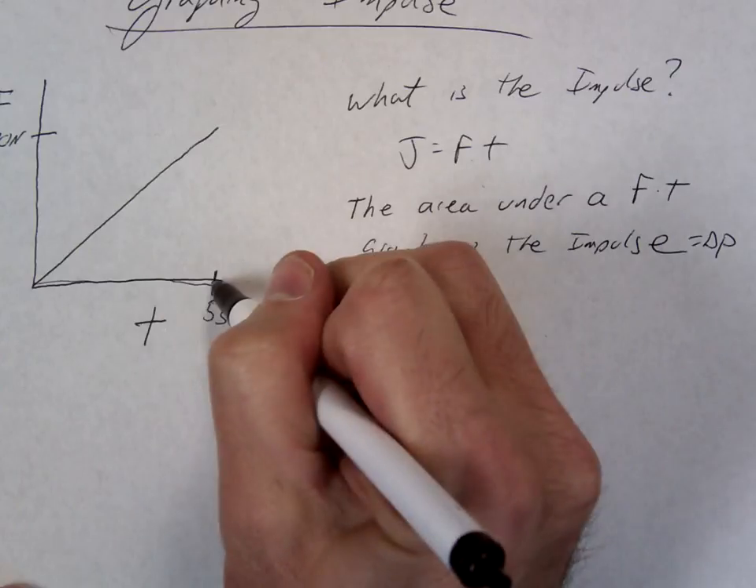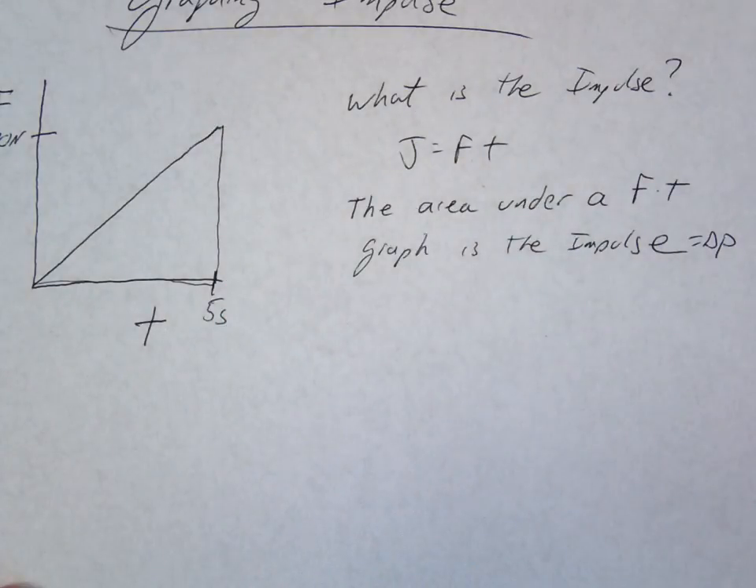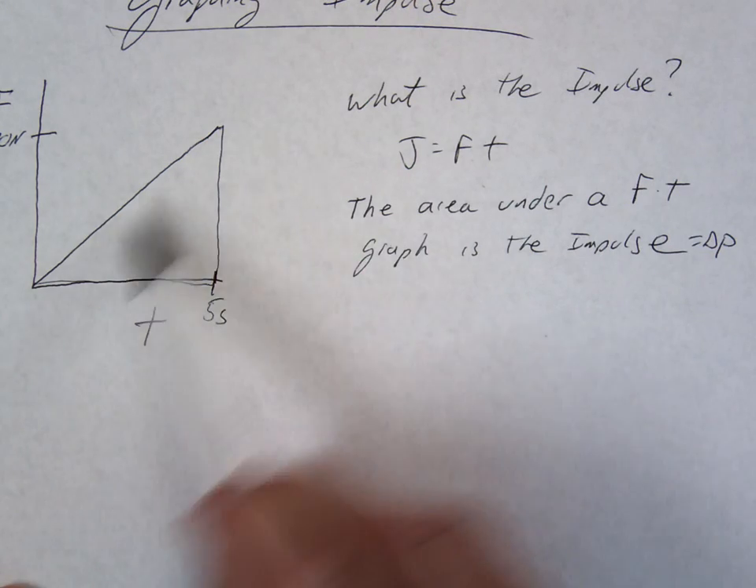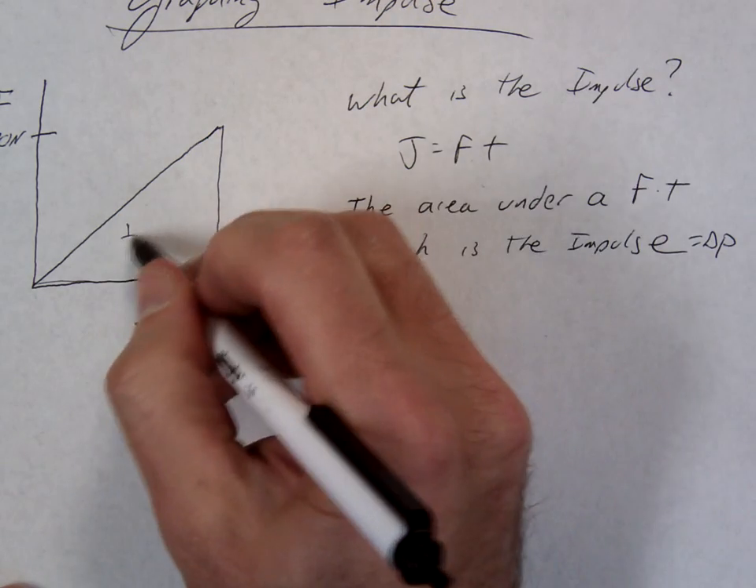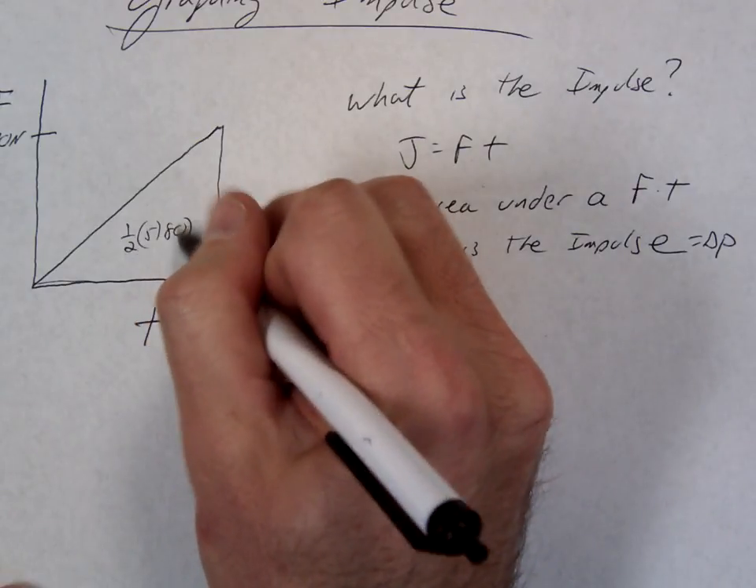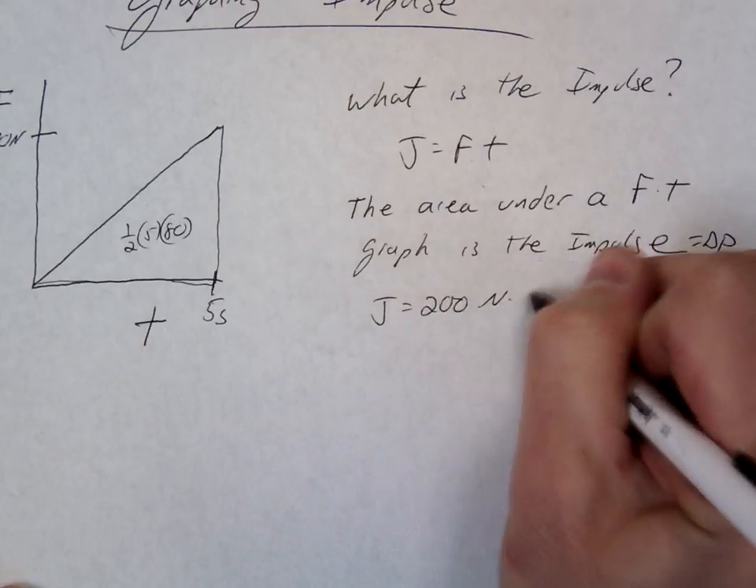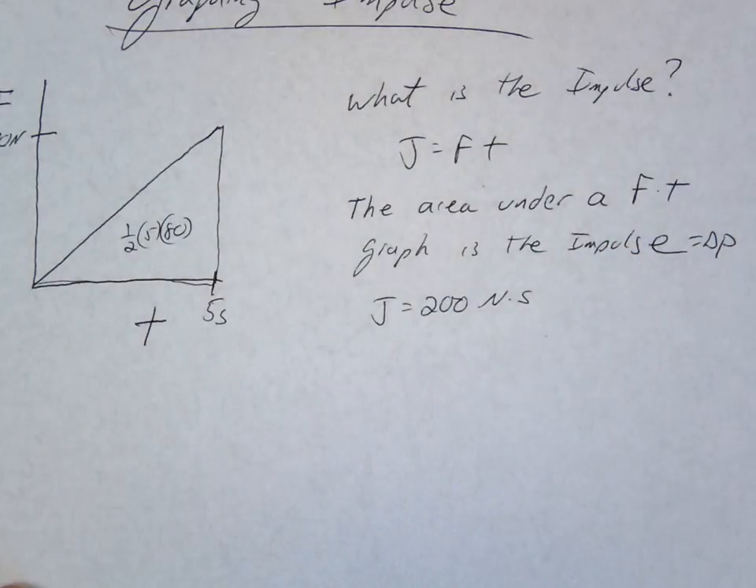Okay, so let's just do it real quick, right? It's a nice triangle here. What's the area under this curve? Well, 1/2 times 5 times 80 gives us how much? 200. And that would be our impulse here. That would be our change in momentum, would be 200.